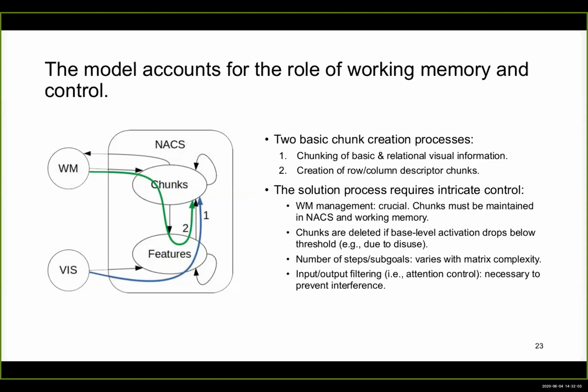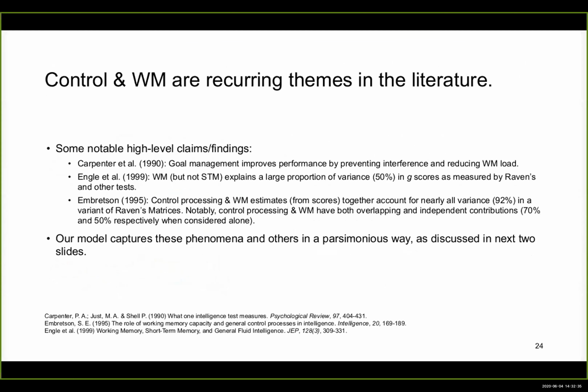To that, we can add the fact that more complex problems require the creation of more chunks, all else being equal. A secondary issue that relates to control involves the fact that in order to detect the correct relations or chunk together that information correctly to create row or column descriptors, we have to do various input-output filtering operations. So this general picture agrees with several lines of evidence from the literature. And let's take a closer look at how we can capture these phenomena of the effect of working memory capacity on performance, the differential effects of control processing and working memory, et cetera, within the model.